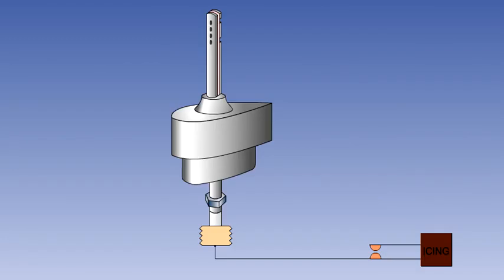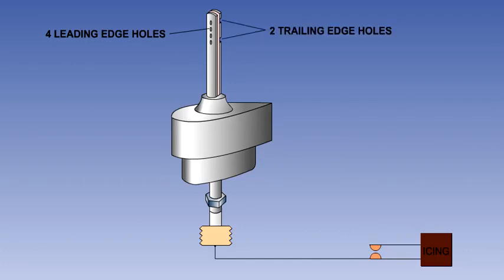The Smith's ice detector is another accretion type of detector. It consists of a hollow tube, attached to the aircraft by one end, sitting in the airflow. It has holes drilled in the leading and trailing faces. There are 4 holes in the leading edge and 2 in the trailing edge.